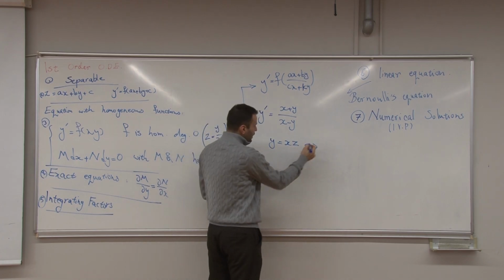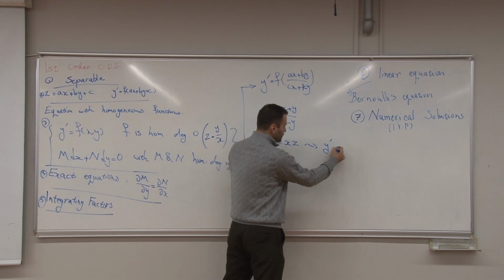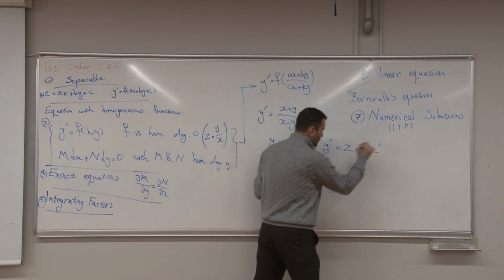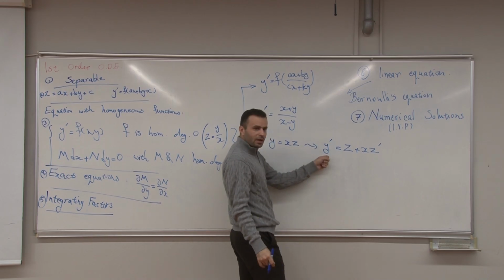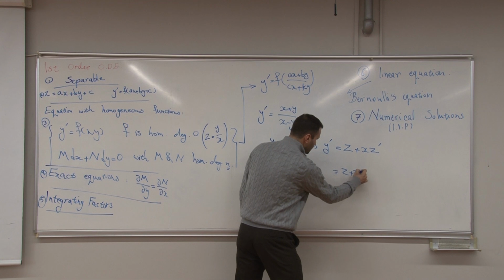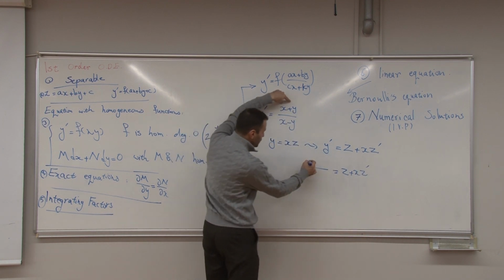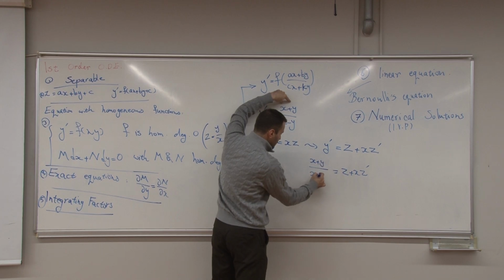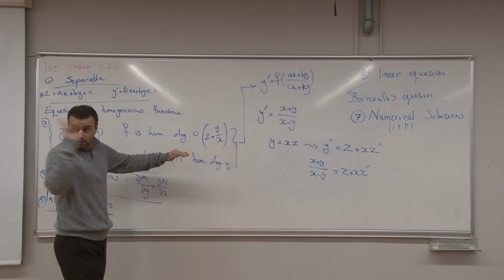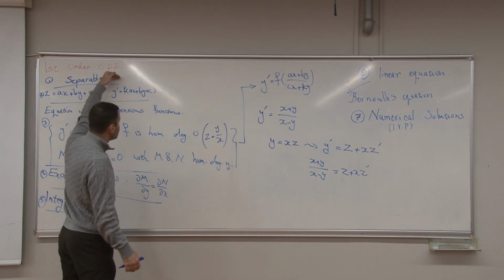Take derivatives of both hand sides. This is going to be y prime, derivative of x, z plus. Okay? But what is y prime? What is y prime? x plus y over x minus y, right? We have proved that this change of variable turned this problem into a separable problem.